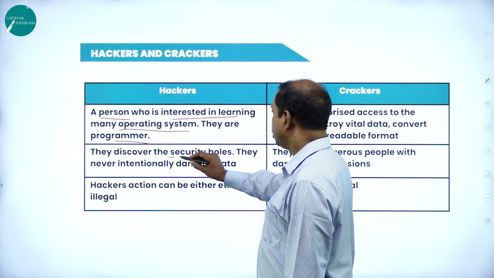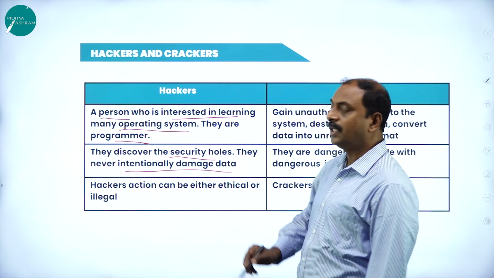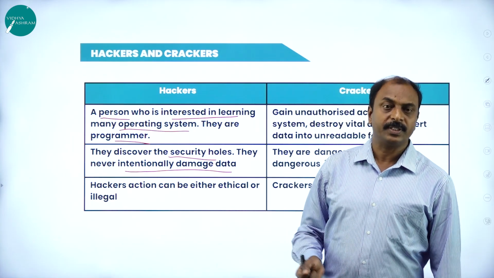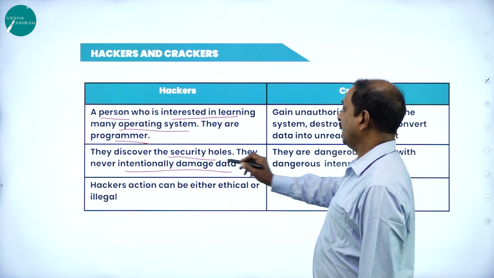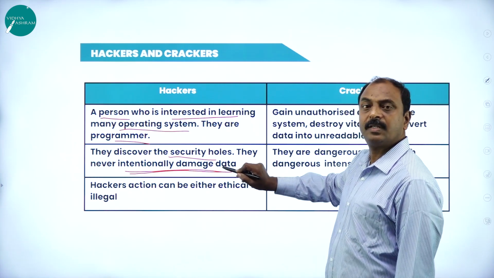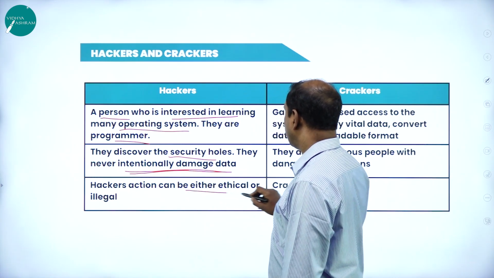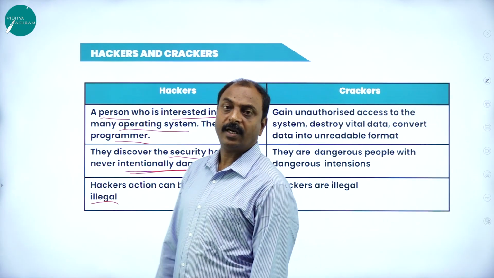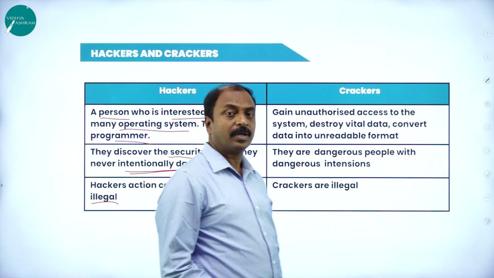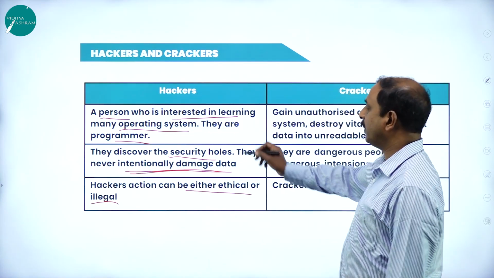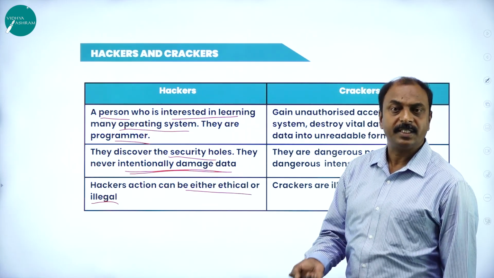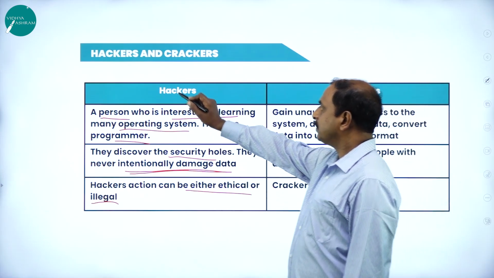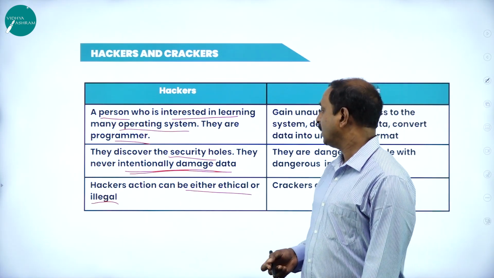They discover security holes. They never intentionally damage data. These are programmers, and they may accidentally get into other networks, but they will not intentionally damage any data of the computer network. Hackers' actions can be either ethical or illegal. Hackers are good programmers with good knowledge of computer hardware as well as programming concepts. They enter your network unintentionally or accidentally, and they will not damage any of your hardware or software resources.